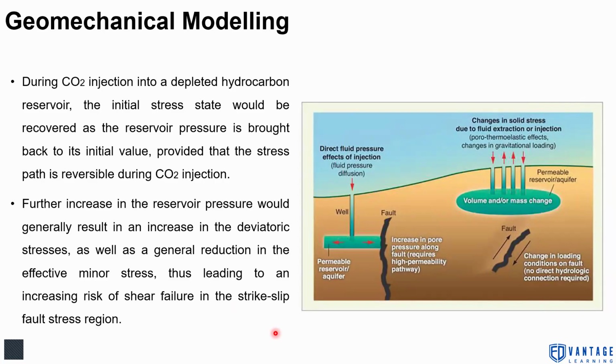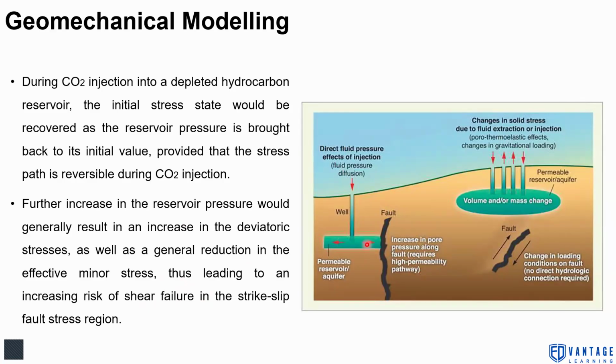If you are trying to fracture the formation, we always need to maintain a stress more than sigma H max, right? So we always try to fracture the formation in a direction perpendicular to sigma H max. But with a further increase in reservoir pressure, there can be increased risk of shear failure in a strike slip fault stress region. You can see an injection is going on, and this injection may lead to fault slip, and an increase in pore pressure along the fault requires a high permeability pathway to let CO2 be stored.